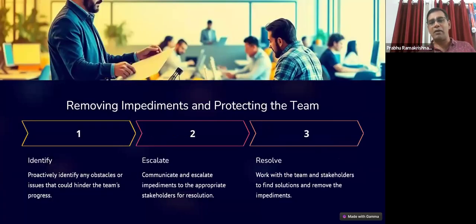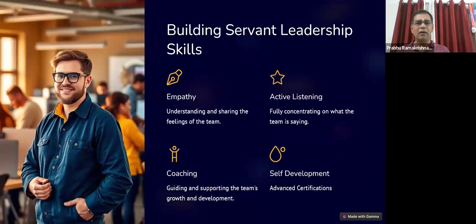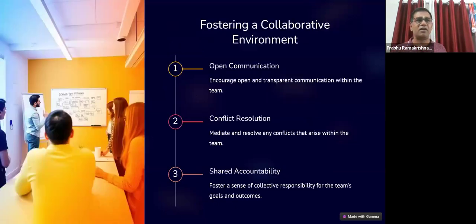And you know how to remove impediments and protect the team. That's part of an effective Scrum Master. Build servant leadership skills as a Scrum Master. You ought to empathize with the team, and active listening is very important. Coach the team, guide and support them in their growth and development. Personally, your self-development is also important. You cannot just say, I became a Scrum Master, now I don't have anything to do. Keep doing advanced certifications, which is very important. That's continuous learning, one of the Agile mindsets. You have to go for the next level of certifications to prove yourself.